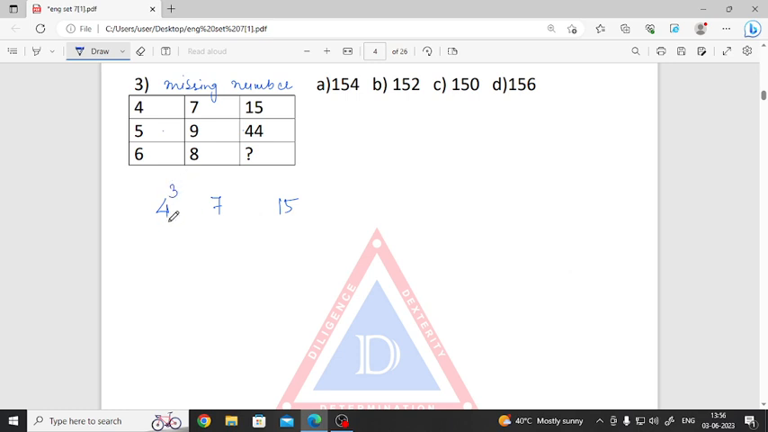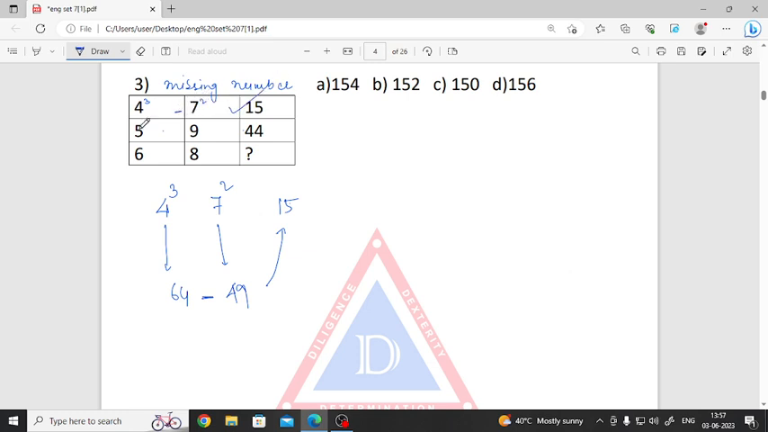If we go with the cube, what is 4 cube? 64, and it is 15. If we subtract 15, what do we get? We get 49. That means 49 can be written as 7 square. Now if we minus it, we get 15. So we just cubed the first number, squared the second number, and subtracted it, and we get the resultant answer.